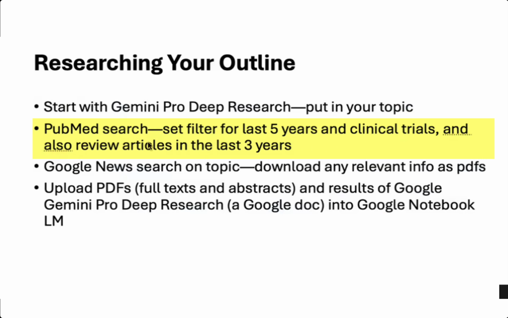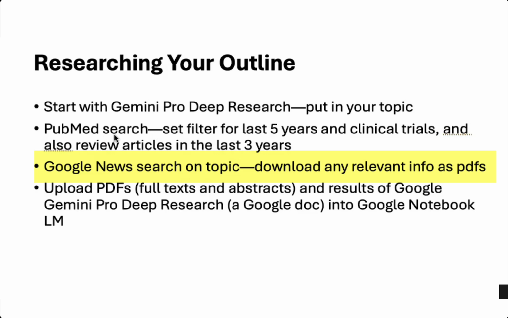And then also you want to look at review articles, I would say, in the last year, to see if there's anything good coming up in that, so you can see what they wrote about and make sure that you get the main points on your topic. And then you would do a Google News search on your topic, not just a Google search, but a Google News search. I find it very helpful to tell me about the latest approved agents, anything that comes up on the topic. And make sure you download any relevant info as PDFs.